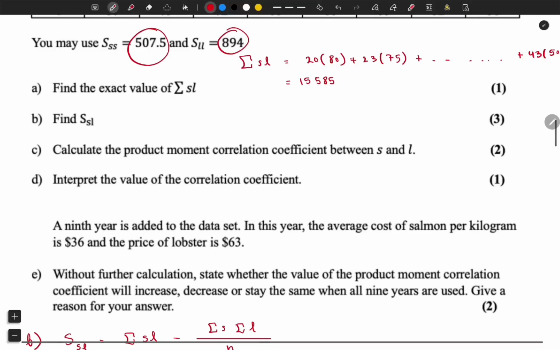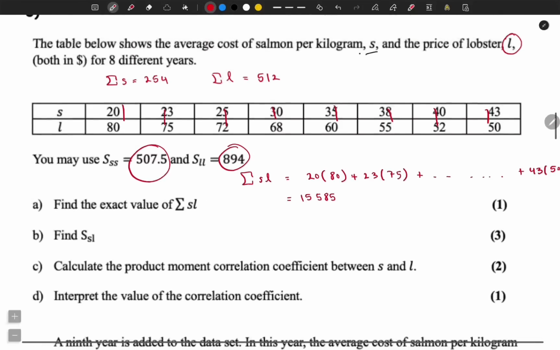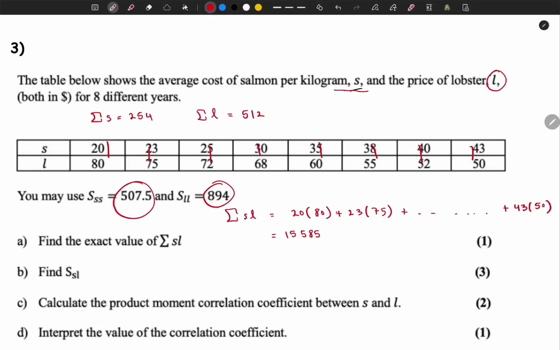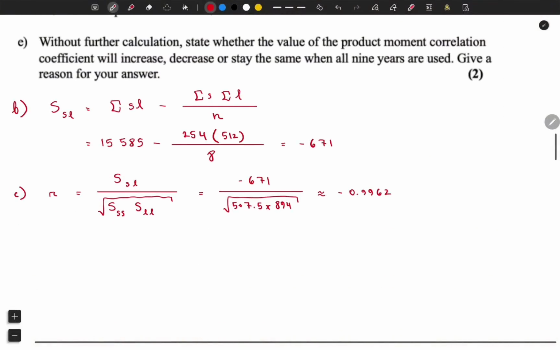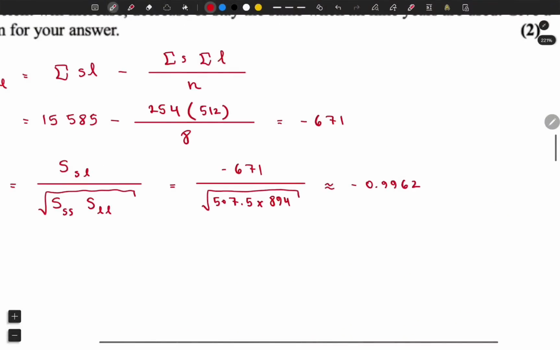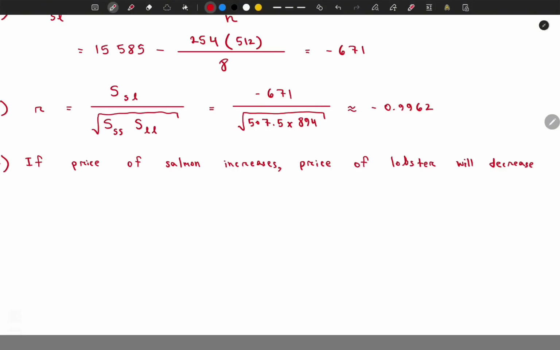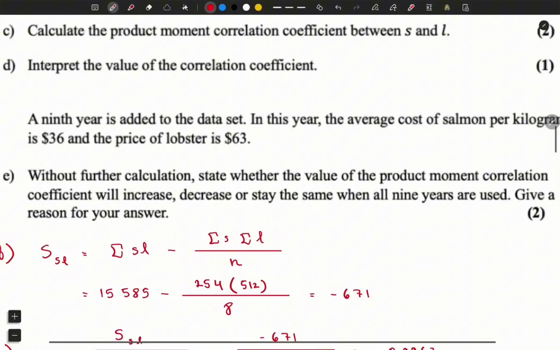Now in the next part, we need to interpret the value of the correlation coefficient. So we know that the correlation coefficient will be negative, which means that if the price of salmon increases, the price of lobster will decrease. It's a negative correlation because the value of r is negative. So in part D, you just need to give an interpretation. So the interpretation is if the price of salmon increases, the price of lobster will decrease. So that is it for this part.